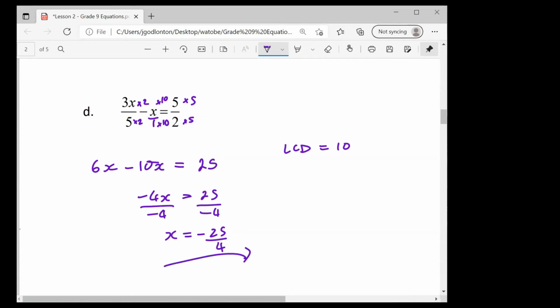If you were struggling, if you wanted to not miss a step here, you're also still welcome to write that as 6x over 10 minus 10x over 10, which is equal to 25 over 10. If you want to put that step in with the denominators before you drop it, feel free to do that. If you feel comfortable to jump straight from there to there, you also can do that. So you must do what you feel comfortable with.